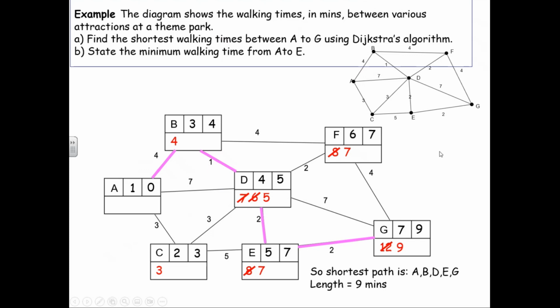For your path, just list the nodes in the order that you've gone through them. It should be linked. Everything in those boxes needs to be the same, apart from if you did 6 and 5 instead, you could have an extra 11 in there. Everything else needs to be the same. State the minimum walking time from A to E. It's literally just this permanent label here. It's just 7. You can write that down.